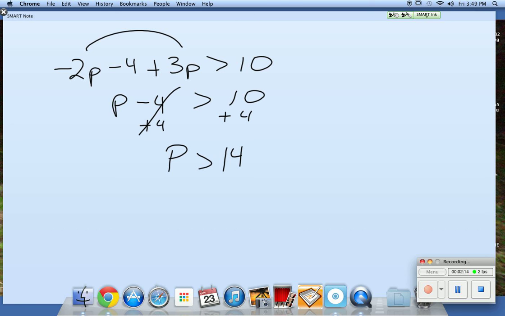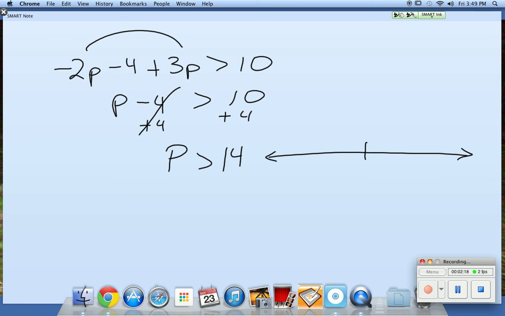And now you'd come over to your graph. 1, 2, 3, 4, 5, 6, 7, 8, 9, 10, 11, 12, 13, 14. And since it's a greater than, it's an open circle, and since it's to the right, we make our arrow going to the right, and that would be graphing it.